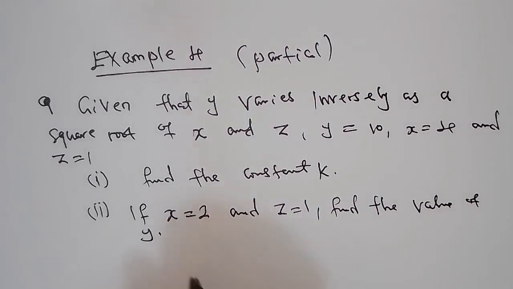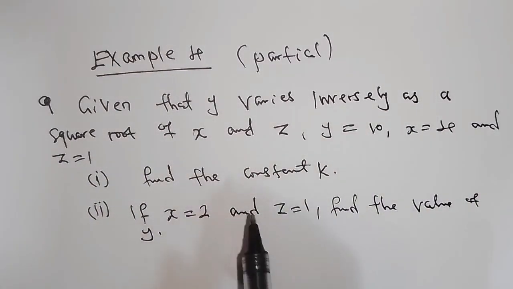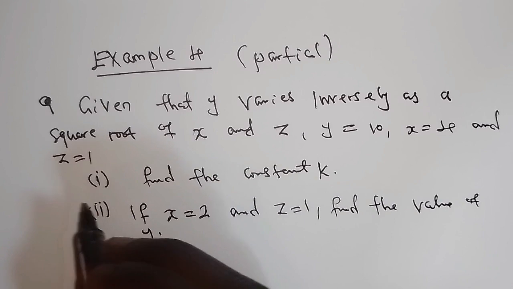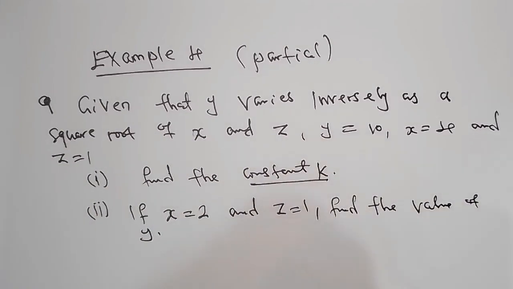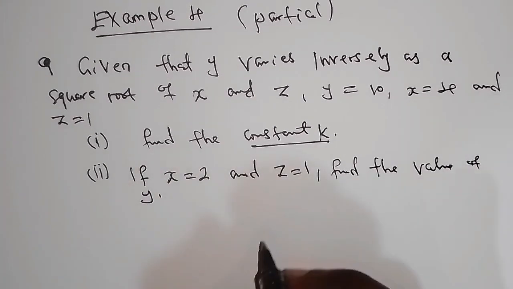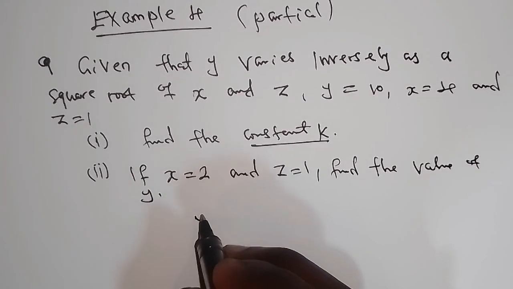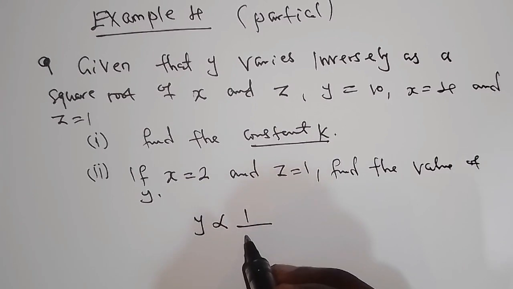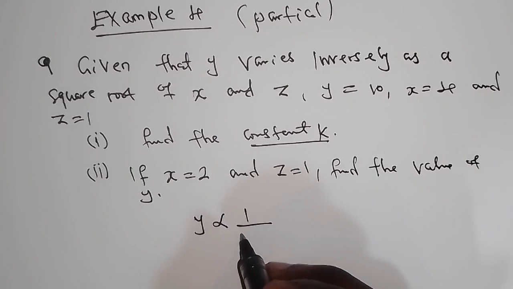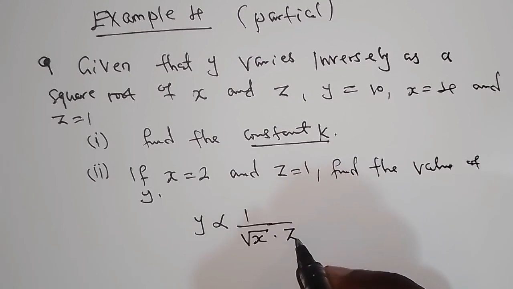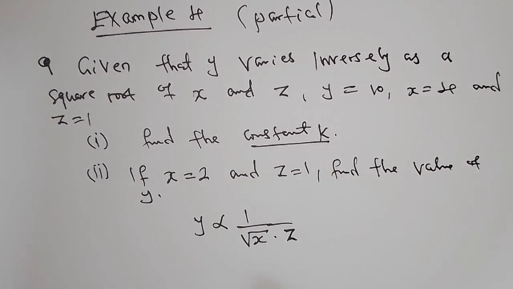So now in this case, what you're supposed to do is this is a partial, okay, so it's inverse. Now what you're going to do is first find the constant. Before you do that, you have to look at what is connecting y, z, and x. So y values is 1 over the square root of x, and also values as inverse as z.